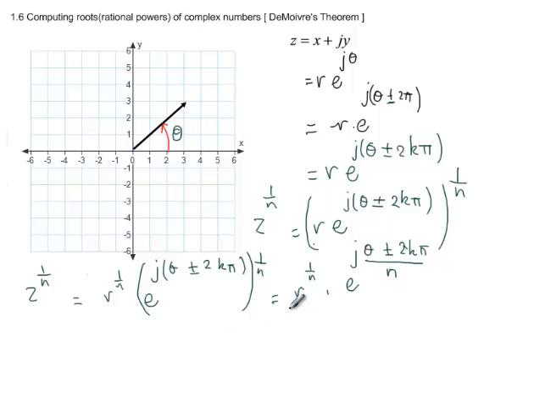So what this suggests is that these answers, I will have to number them in terms of k. Now I'll choose here to write them in modulus argument form. If I write this number in modulus argument form, look at what I'm going to do. I'm going to write the modulus as r to the power 1 over n.